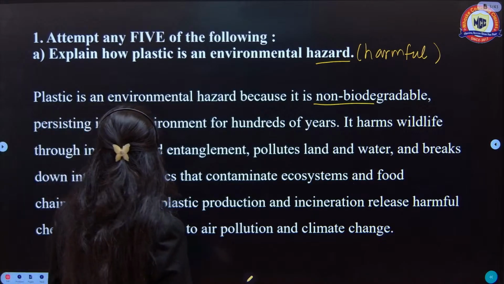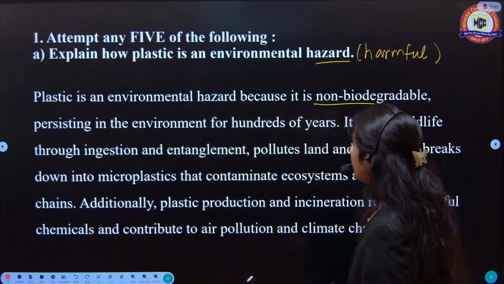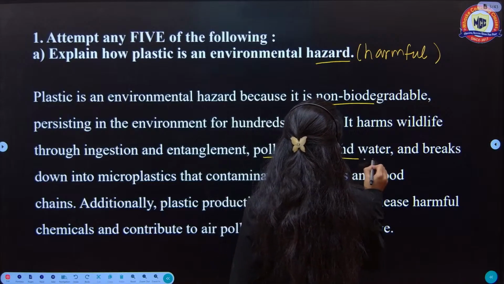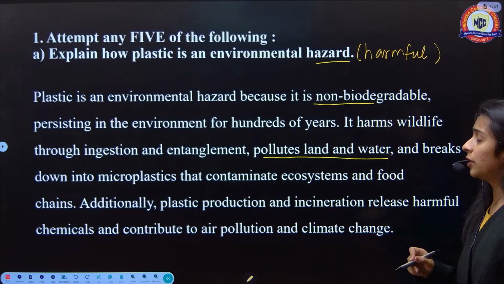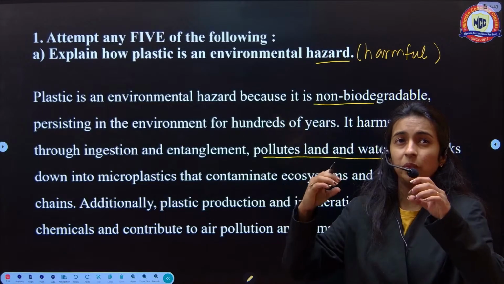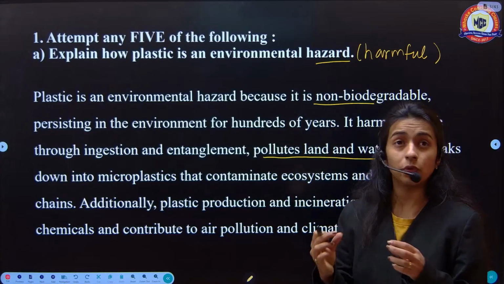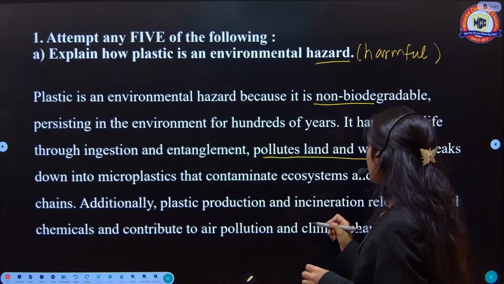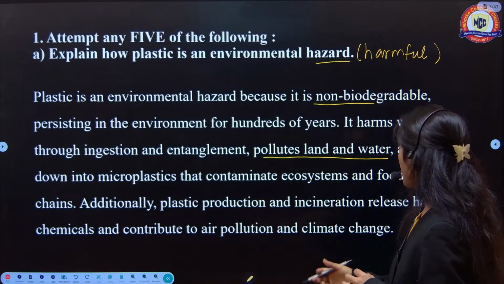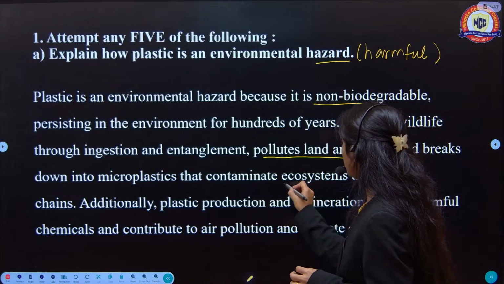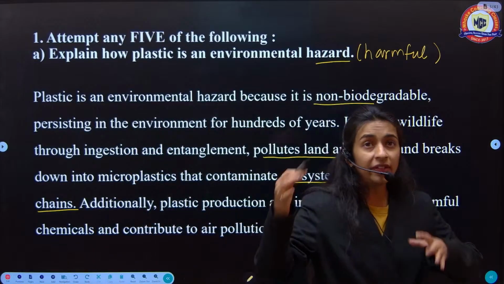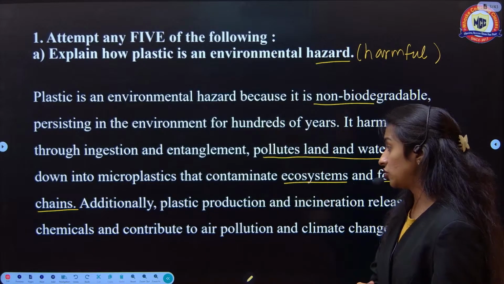It harms wildlife through ingestion and entanglement, and pollutes land and water. So it is majorly polluting land and water, and breaks down into microplastic. This plastic bag will be cut down into small pieces, which we call microplastics, and that contaminates the ecosystem, and it will break your ecosystem and food chain. Obviously your ecosystem and food chain, which is really important for living things to go on, will break down as well.